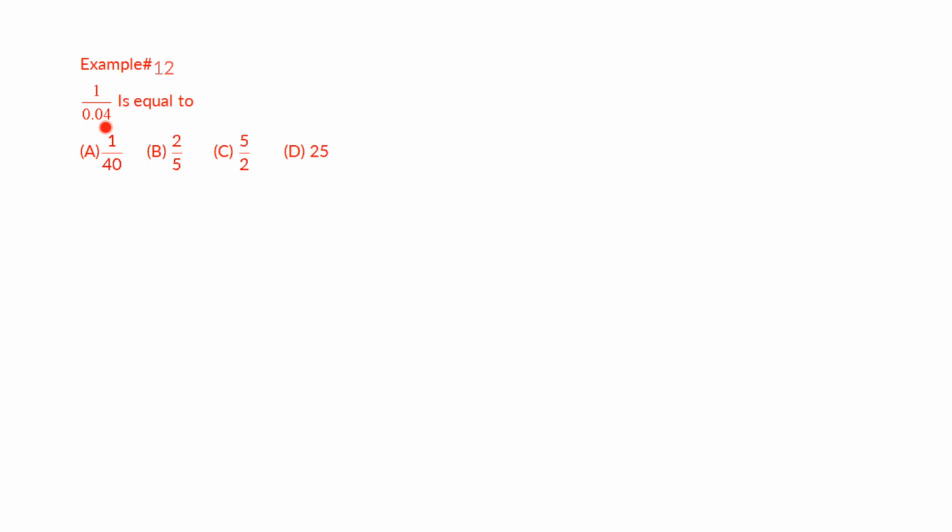Next example, 1 divided by 0.04 is equal to. A very simple question. Let us take 1 divided by 0.04 and multiply its numerator and denominator with 100. That is equal to 100 divided by 0.04 multiplied with 100. That value is 4. So this is equal to 25.